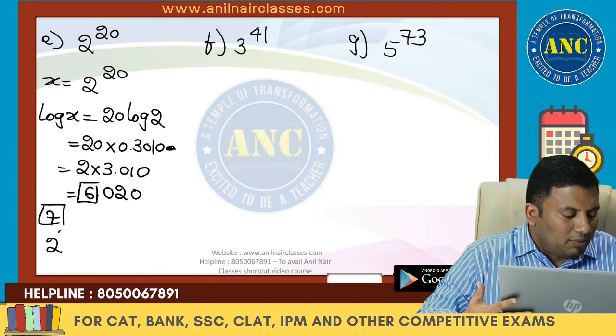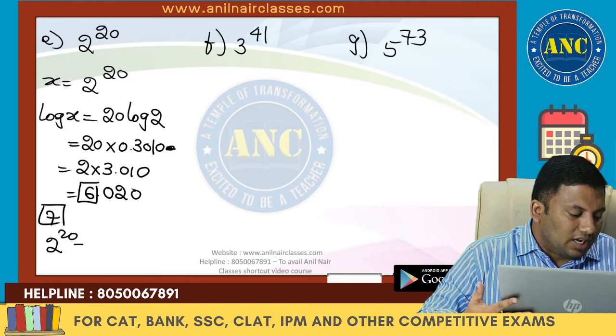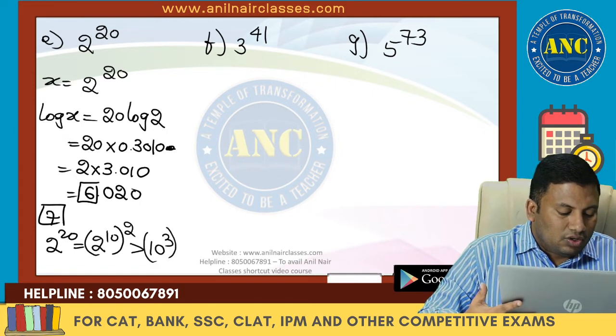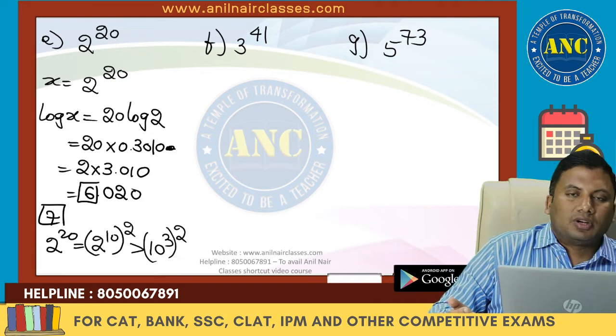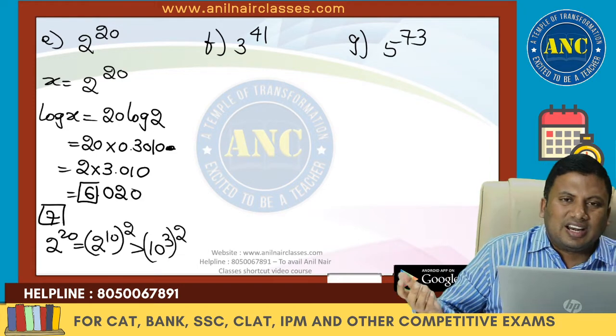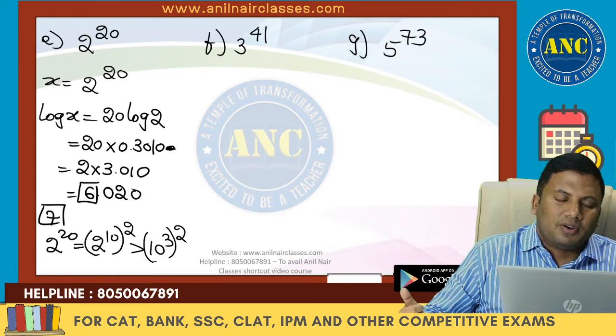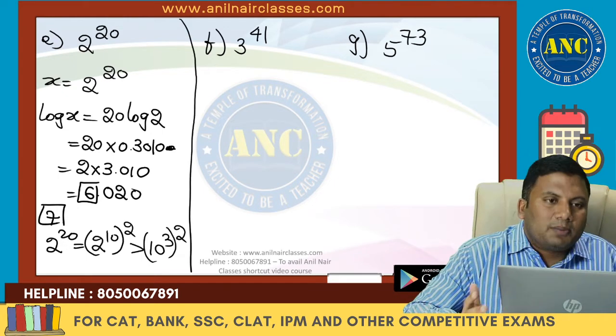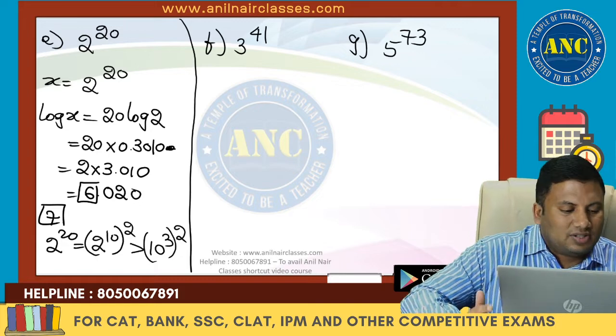Probably if you are good in mathematics, you can also solve it as 2 power 10 whole square. 2 power 10, which is 1024, is greater than 10 cube. So it is just greater than 10 power 3 whole power 2, that is 10 power 6. Obviously it will have 7 digits. Idea is clear, right? Between 10 power 6 and 10 power 7, it will have 7 digits.